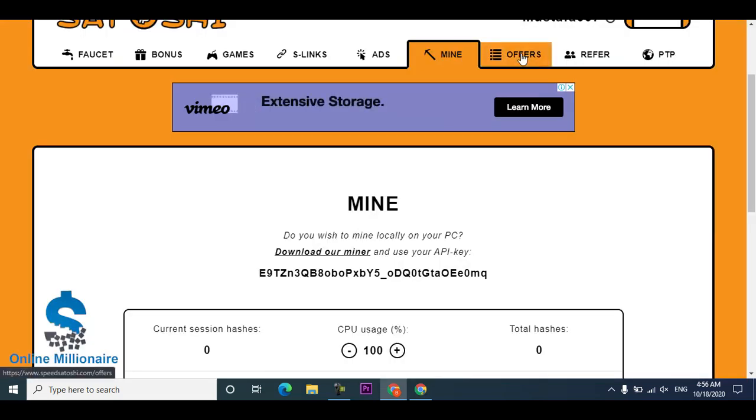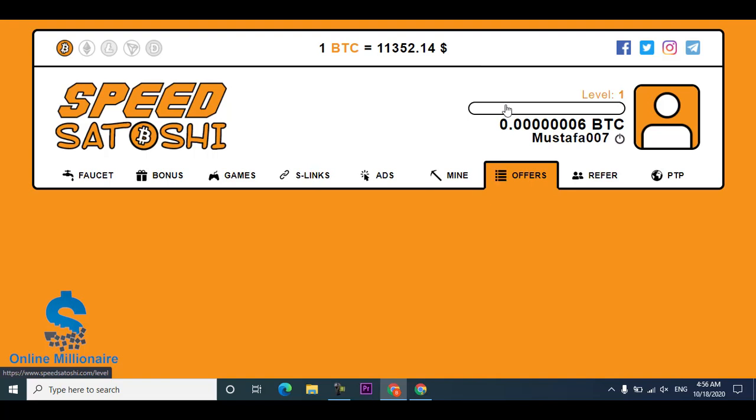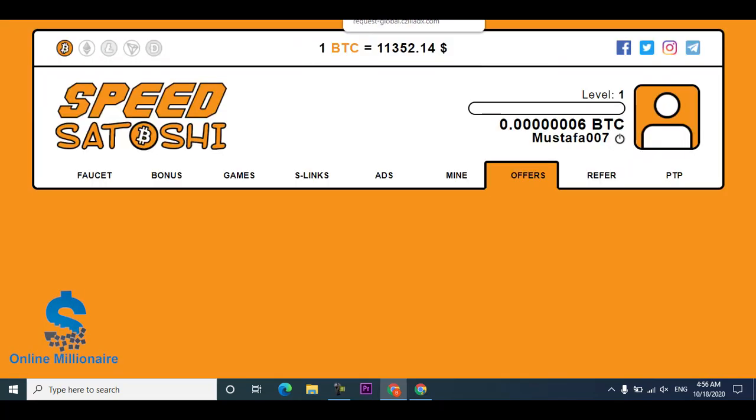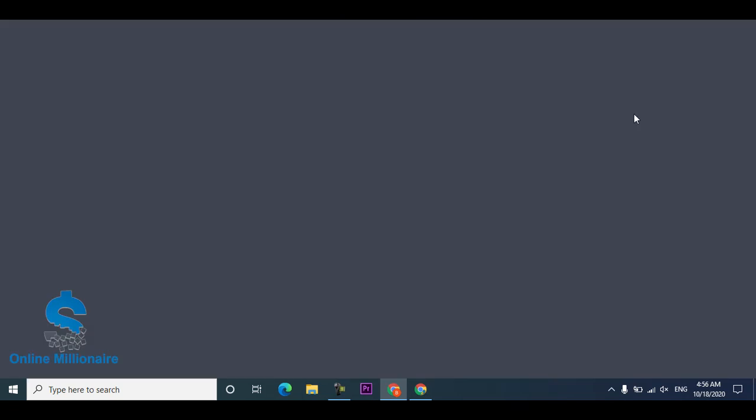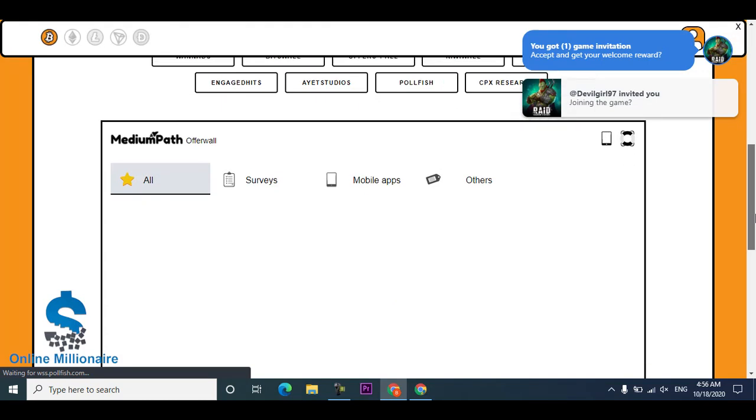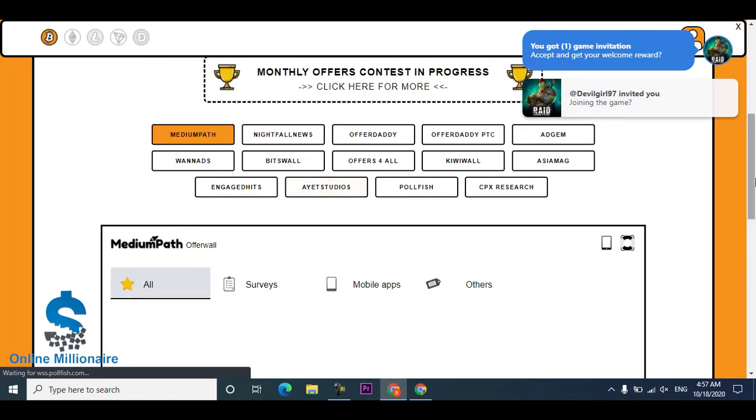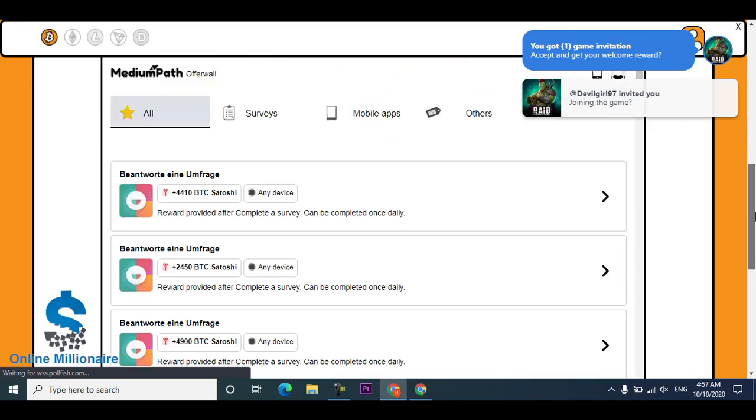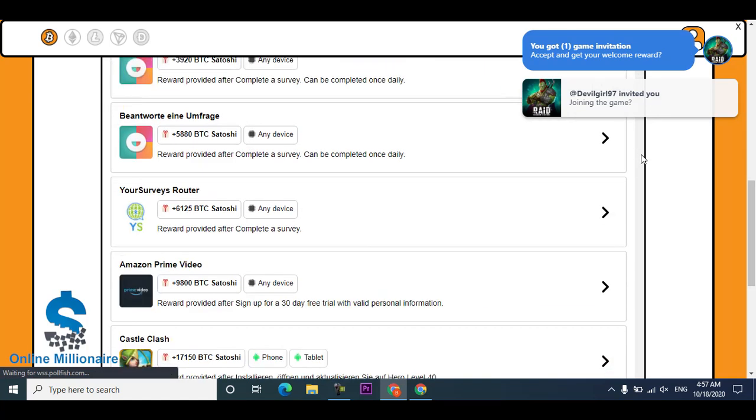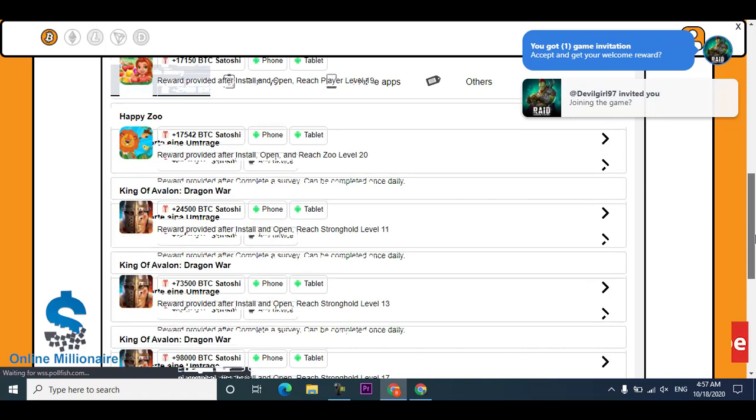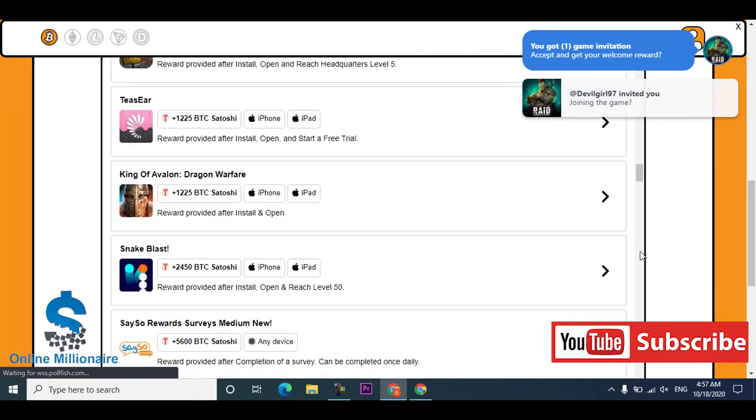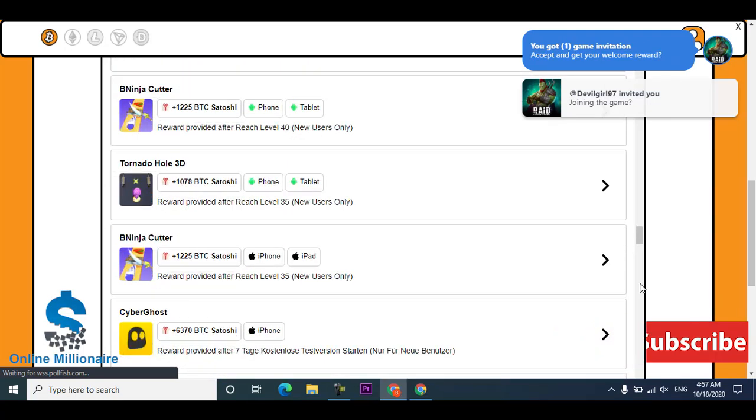Okay, the next one is the offer wall. In the offer wall, you complete offers and you can earn. Okay, the offer wall is another best way you can earn much more from this website. Okay, these are all available offers, and you can complete all of them, and just watch ads and games. Just install the game, reach the level, and you can claim your BTC. Okay, this is very easy.